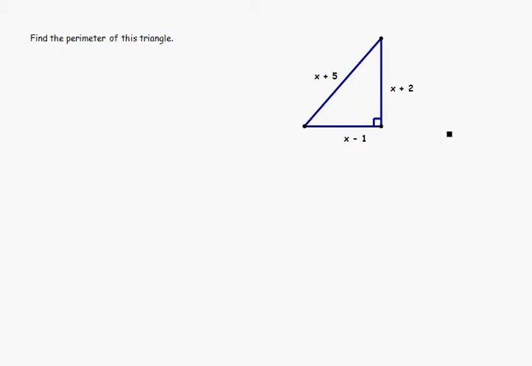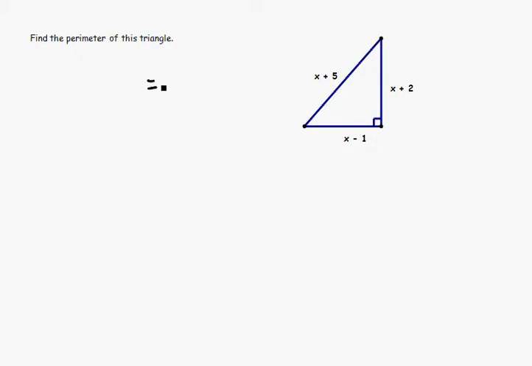Find the perimeter of this triangle. In order to find the perimeter of this triangle, we need to find the length of all three sides, and then we can add those three lengths and we'll have the perimeter. But in order to find the length of these three sides, we need to find out what x equals. And to figure out what x equals, we need an equation.